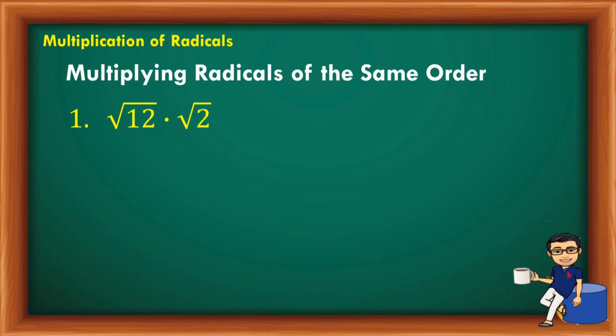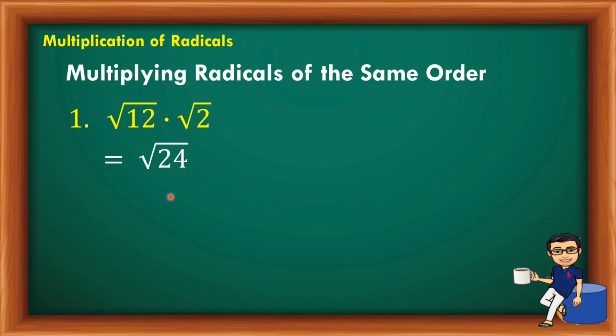Let's start with the square root of 12 times the square root of 2. Since we are multiplying, i-multiply muna natin yan. At pag minultiply natin si square root of 12 times square root of 2, square root of 24. By the way, this is same order, ibig sabihin parehas ng index. Ang index nito ay 2, kaya hindi na nakasulat.